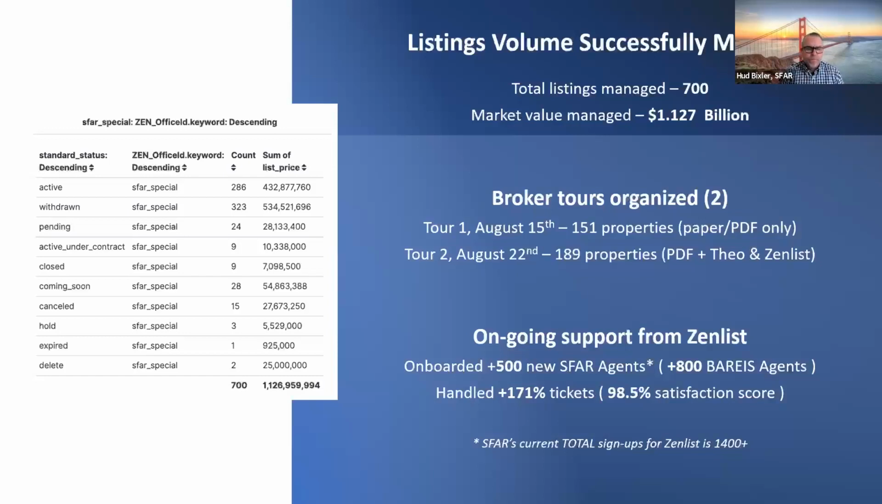And then the continuing ongoing support, I think, is key that we got from Zenlist, and also our stats, Jay. Yeah, so during the outage, we actually had to emergency onboard 500 more SFAR agents. And then Barry's realized that the other mechanisms they maybe had been using weren't going to be as full featured as what Zenlist had. They joined us in that effort so that we had a bigger nexus of listing volume being transacted. So 800 Barry's agents were also onboarded during those 2 weeks.